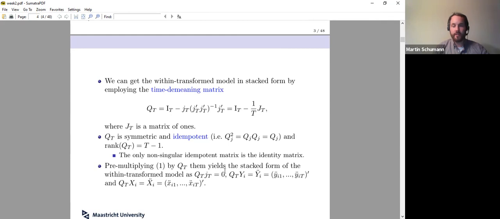That this then yields again the within transformed data. Right, so when you look at this matrix J_T, which has rows of ones, and you multiply it with another matrix, that means this row of ones simply sums up the rows of the matrix that you multiply it with. So for instance, this X_i matrix, and then you divide it by 1/T. So this means that you really take the averages.